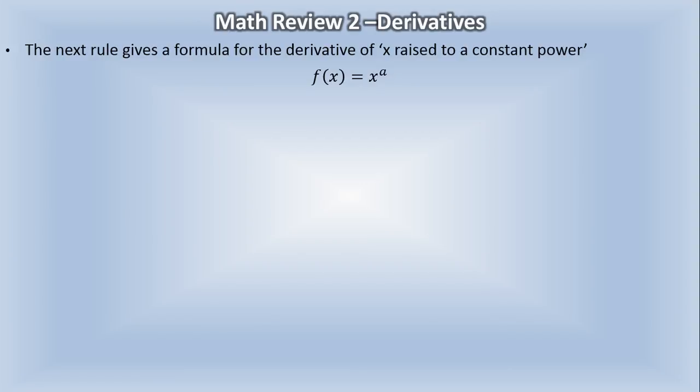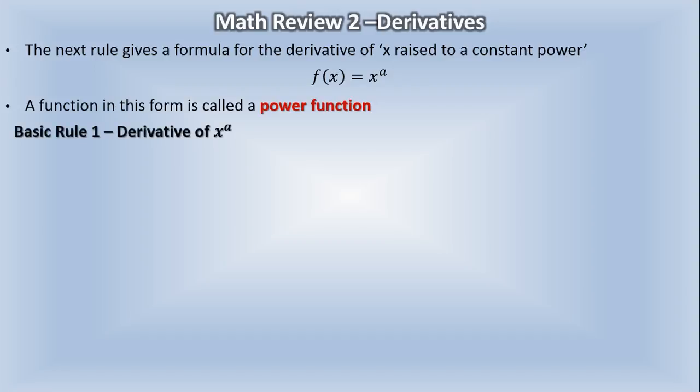All right, so the next rule gives a formula for the derivatives of x raised to some constant power, which we call a power function. So you have x raised to some power a. The basic rule for derivatives of functions of this form is very simple. If a is any real number, then you just multiply the whole function by the exponent and then subtract 1 from the exponent, right? So that's how you take the derivative of a power function.